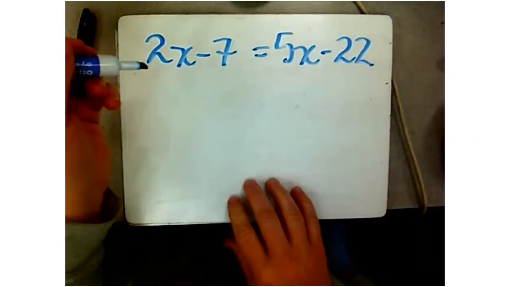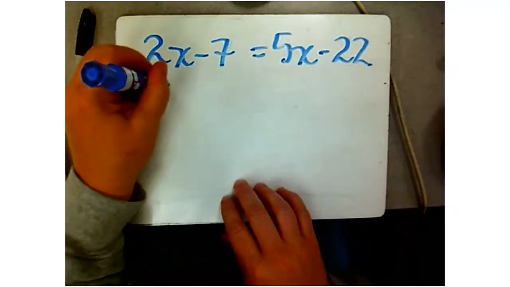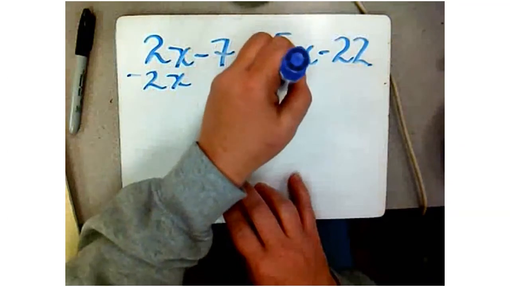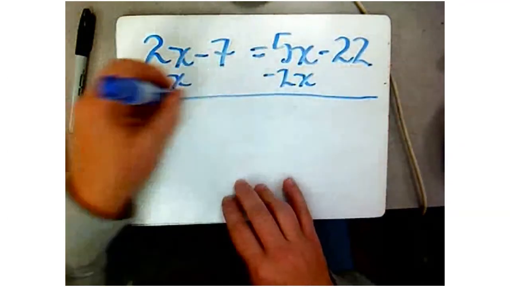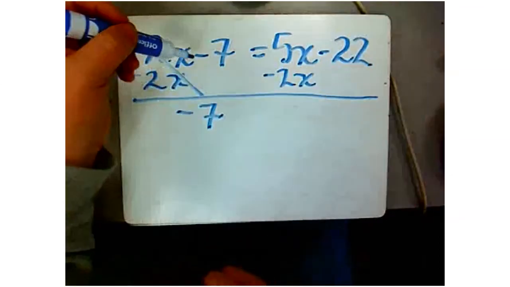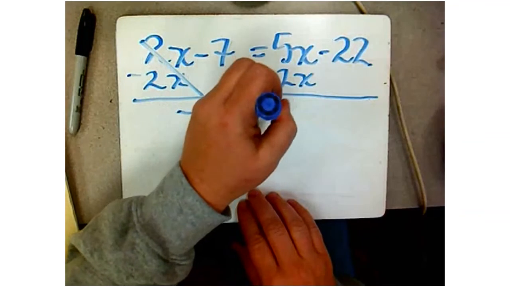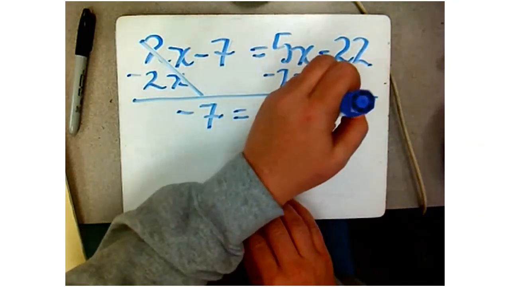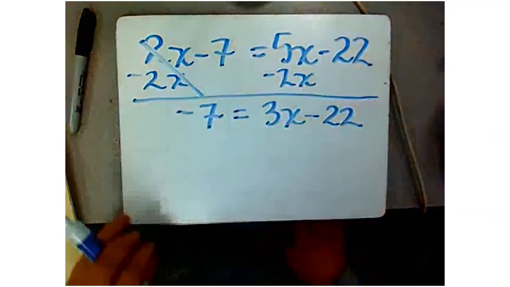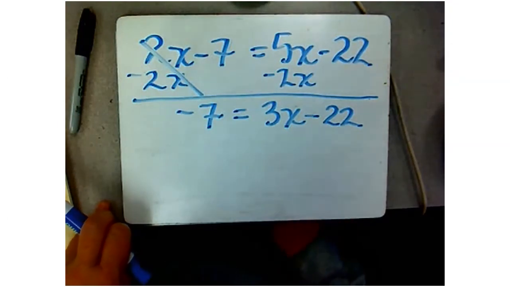Subtract 2x. Yeah, I think I'd do the 2x to make my life easier. So subtract 2x from the left and the right. Okay, so that cancels out on the left, and we're left with negative 7. Watch that minus 7, right? Negative 7 equals 3x minus 22.